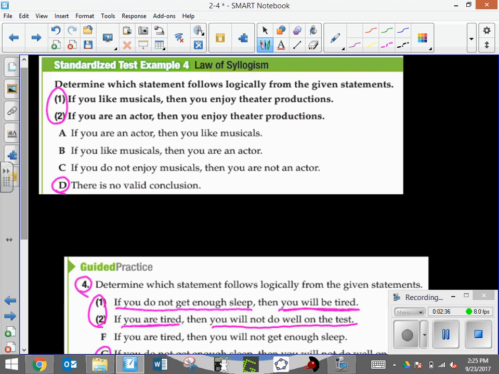You're looking at the conclusion of the first and the hypothesis of the second. Notice that those are different. Those are not the same. You actually see this, you enjoy theater productions, as both conclusions. You cannot draw out a valid conclusion from this. The conclusion of the first is not the hypothesis of the second. It does not work.